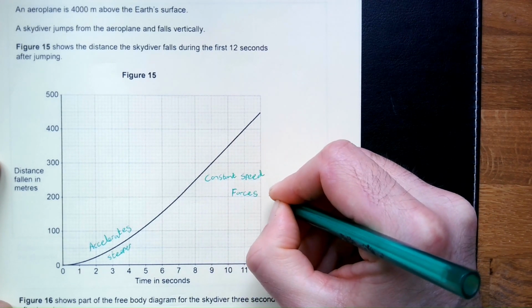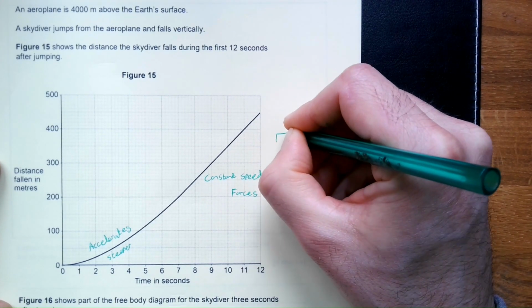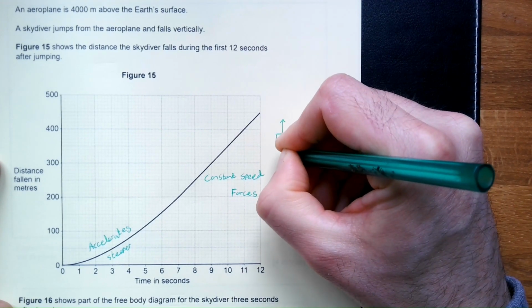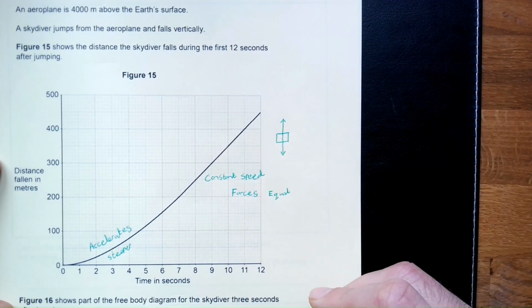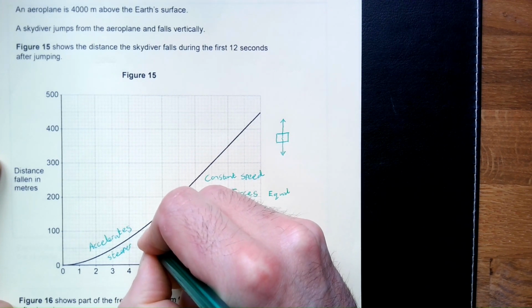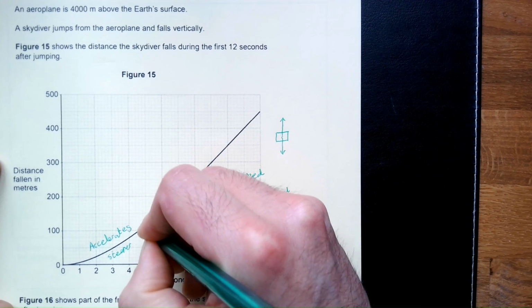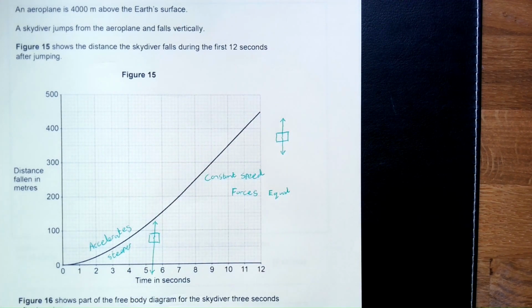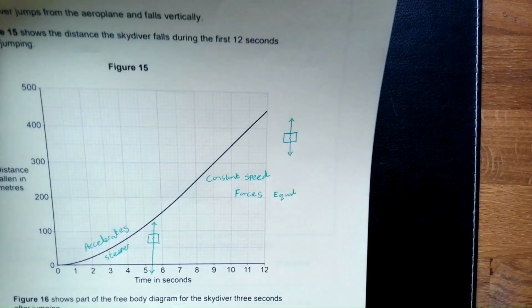So if we draw the forces on the skydiver, remember, draw a square to represent it. At this point, the forces must be equal, so we draw arrows the same size. Down here, because it's accelerating, the force downwards must be greater than the force upwards. So as a result, that's what it looks like. And this is basically what this is saying down here.